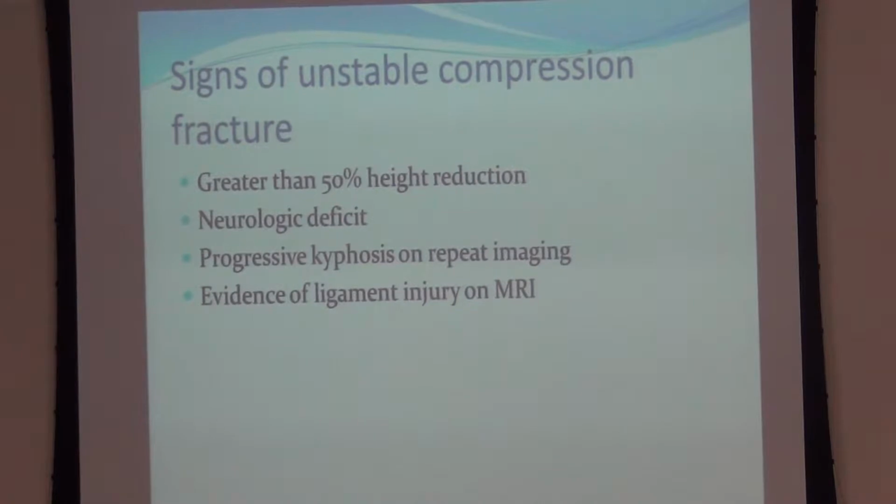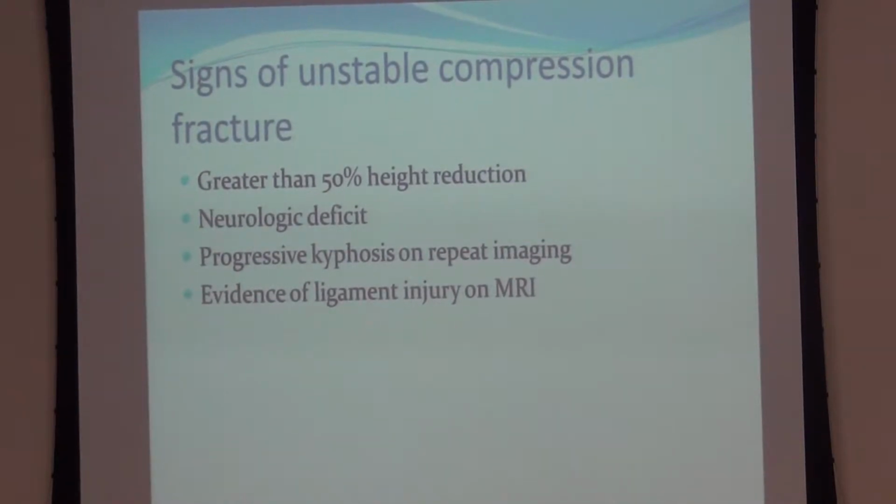Signs of an unstable compression fracture: typically greater than 50% height reduction, or neurologic deficits of any sort. And if there's a neural impingement, you want to surgically decompress that. Progressive kyphosis on repeat imaging, where it continues to fracture down and get more angulated, is something you probably want to deal with surgically. Obviously, any evidence of ligamentous injury on MRI is important. Posterior elements may be intact, but if there's a lot of posterior ligamentous injury, it may cause a subluxation that needs to be fused.